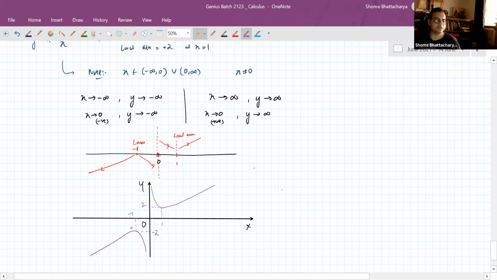This will never happen in a continuous graph. If a continuous graph has one local maxima and one local minima, it has to be either like this or it has to be like this. But this is a discontinuous graph. There's a break in the graph at x tending to 0 or at x equal to 0. So that's why this strange kind of phenomena is happening.